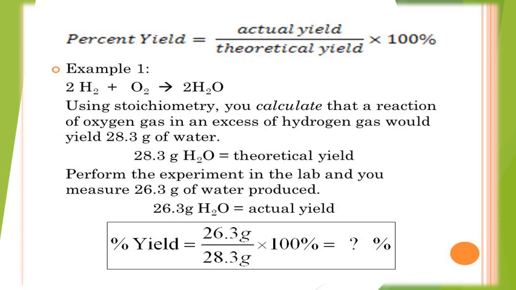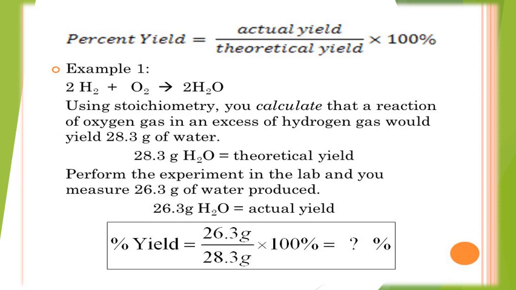Here, two hydrogen gas molecules react with one molecule of oxygen to produce two water molecules. As I told you, the theoretical yield is taken by considering the limiting reactant. So think about that oxygen is in excess, while hydrogen is the limiting reactant. So the yield of water produced is 28.3 grams. It will be taken as the theoretical yield.